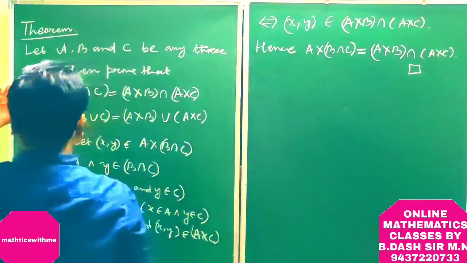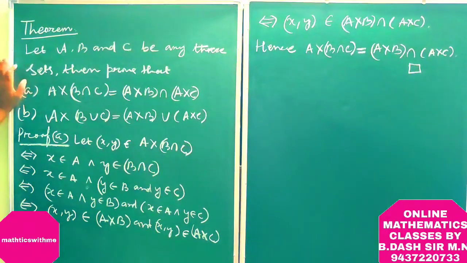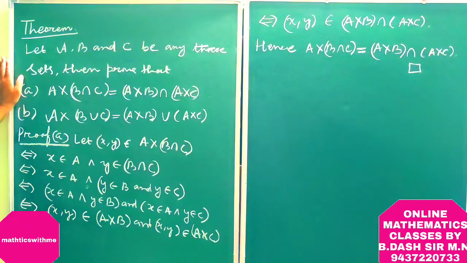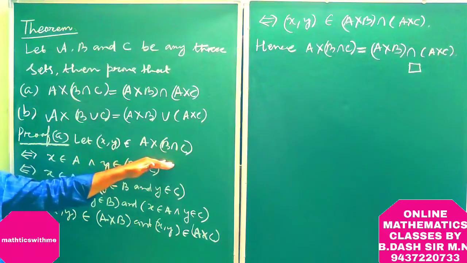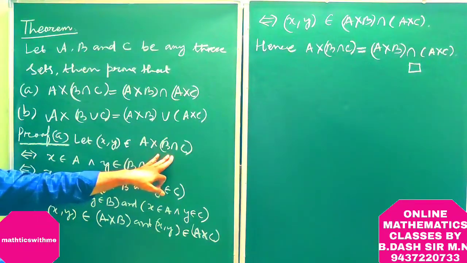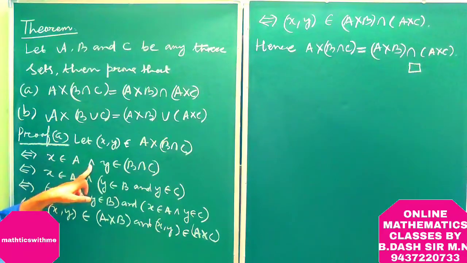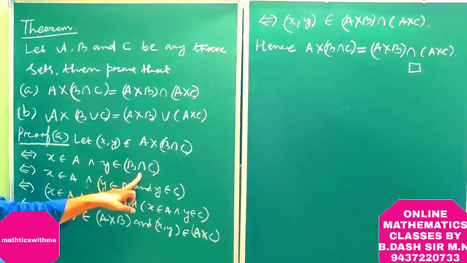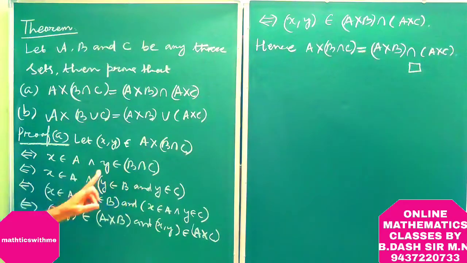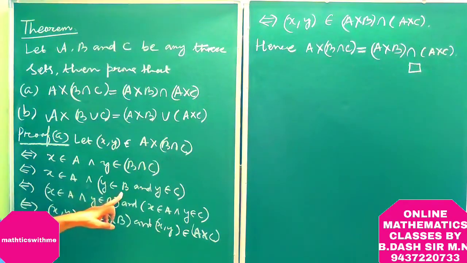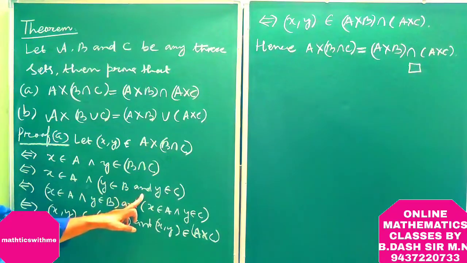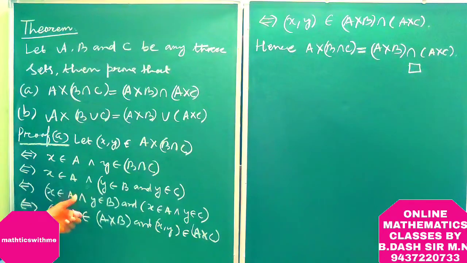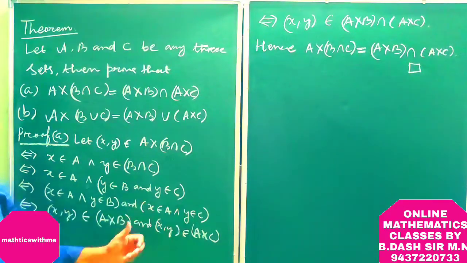So here in the first part of the theorem we have to prove that A cross B intersection C is equal to A cross B intersection A cross C. Let the ordered pair (x, y) belongs to A cross B intersection C. Then x belongs to A, conjunction, y belongs to B intersection C. This intersection is replaced by and: y belongs to B and y belongs to C. Then x belongs to A and y belongs to B, and x belongs to A and y belongs to C.